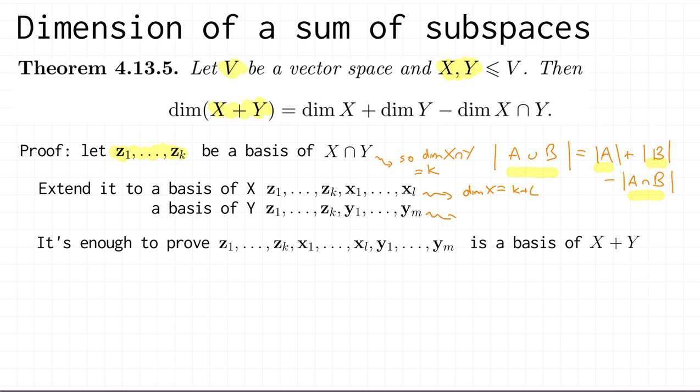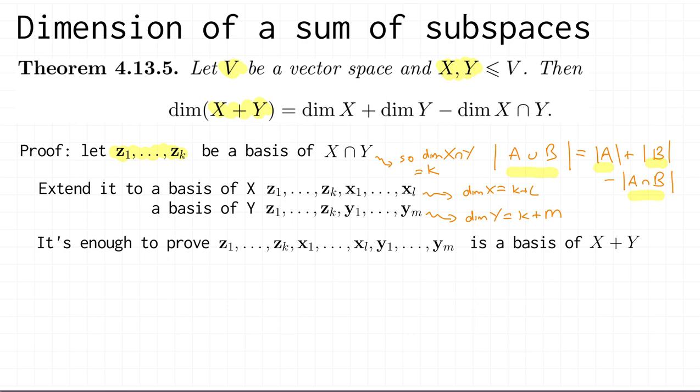Similarly, z1 up to zk is a linearly independent sequence inside Y, so we can extend it to a basis of Y. If we introduce this notation for that basis, the z's followed by some other things which belong to Y, and say we added m new things, then the dimension of Y would be k plus m.